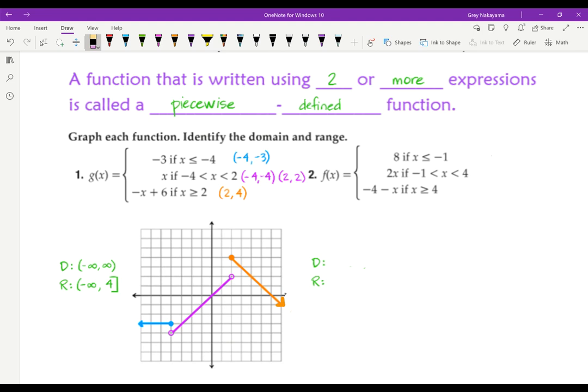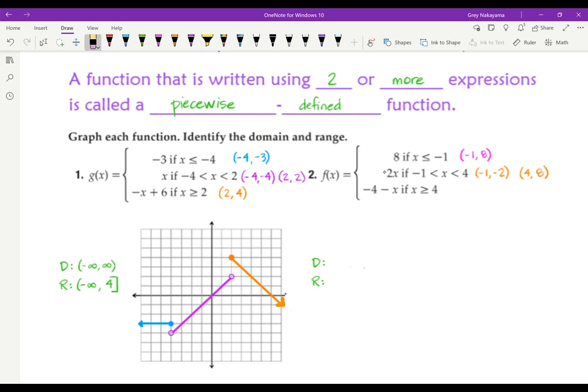Okay. Look at this next one. Remember, you want to plug in the points. We got f of x equal to 8 if x is less than or equal to negative 1. So I'm going to plug in negative 1. And when I do, y is always 8. The next one, I'm going to plug in negative 1 and 4. So I'm always finding the endpoints first. And if I plug in negative 1, I'm going to get negative 2. If I plug in 4, I'm going to get 8.